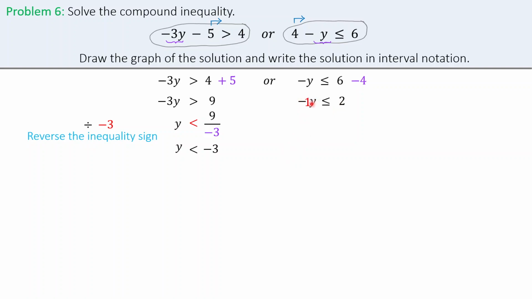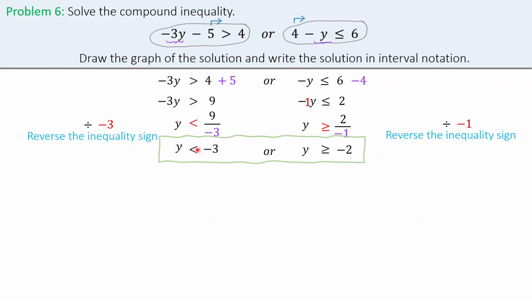-1y. Now divide both sides by -1 and isolate y. You are dividing this inequality by a negative number, so you need to reverse the inequality sign. This is less than or equal, so you need to put greater than or equal. 2 divided by -1. Y greater than or equal to 2 divided by -1 is -2. Put the or. This is the solution of this compound inequality.